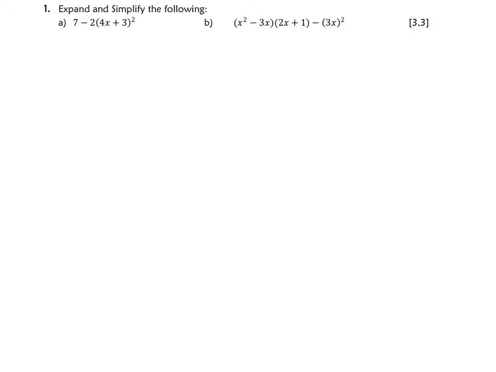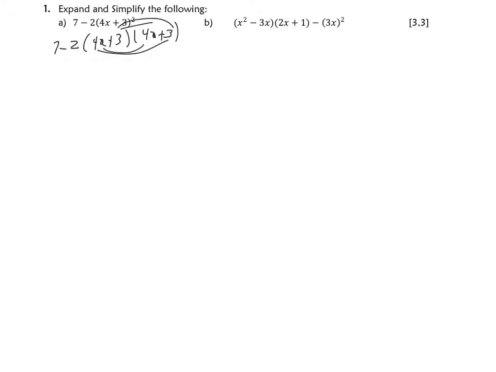In this video, I'm going to go through the solutions to your diagnostic test. The first one is to expand 7 minus 2 times (4x plus 3) squared. (4x plus 3) squared is going to be multiplied twice, so I'm going to get 7 minus 2 times (4x plus 3) times (4x plus 3).